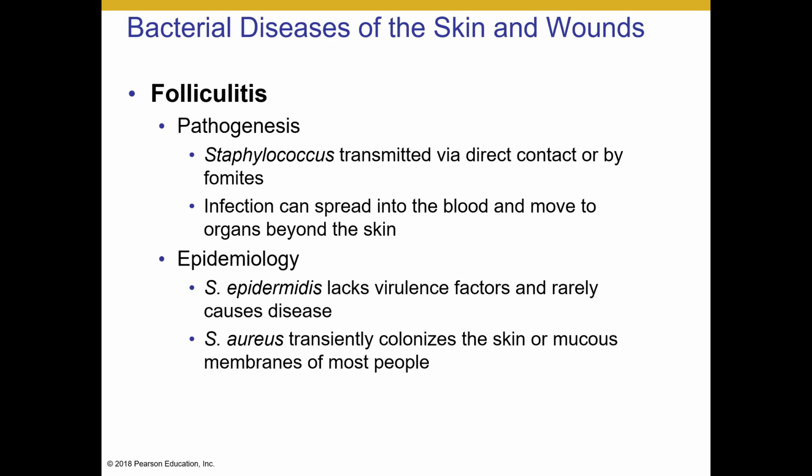Now let's discuss how folliculitis actually develops. Staphylococcus is commonly transmitted by direct contact. This can occur through skin-to-skin contact or indirectly through objects, which we call fomites. Examples include towels, razors, or gym equipment. When the bacteria enter through small breaks in the skin, they multiply inside the hair follicle. If the infection remains localized, it forms a small pimple-like lesion.